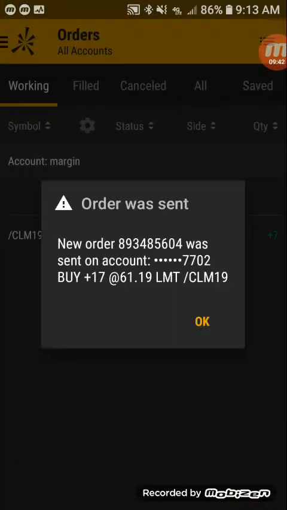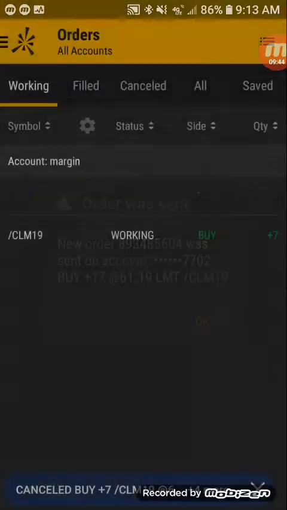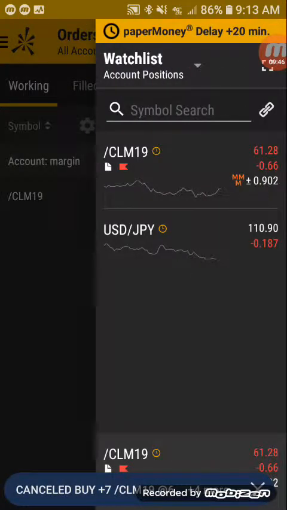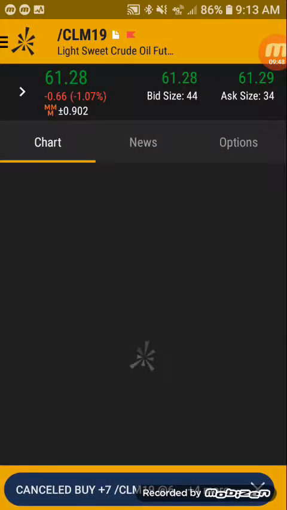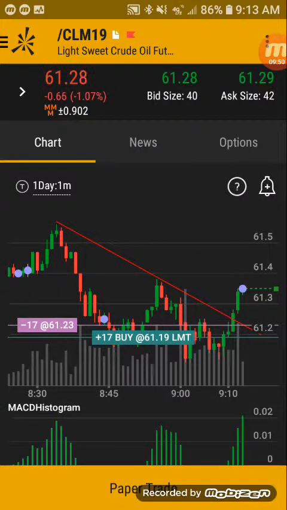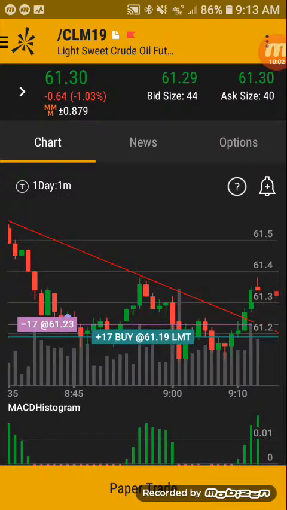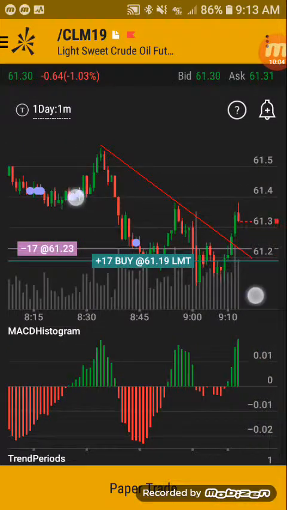So basically, to make any adjustments on your orders, you're going to click the banners that you see here. Either the buy banner, which is green, or the positive 17, or the negative 17 banner, which is red. That's how you change your order. See, now the market rallied. It looks like it's dropping again.